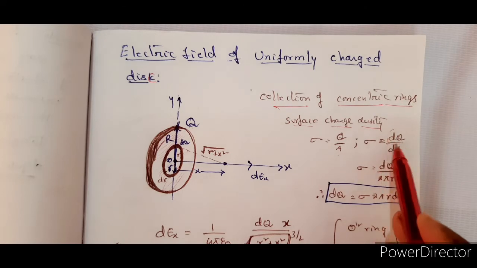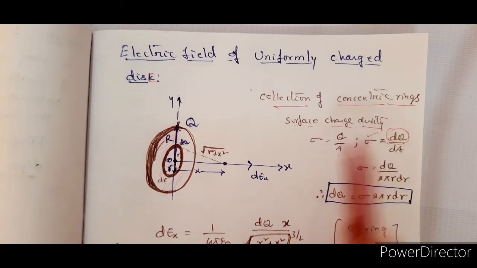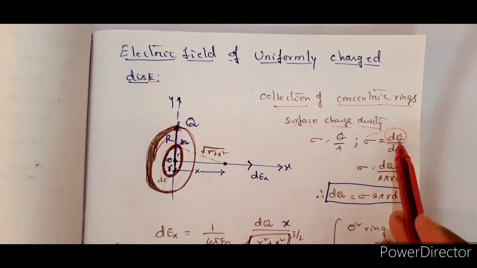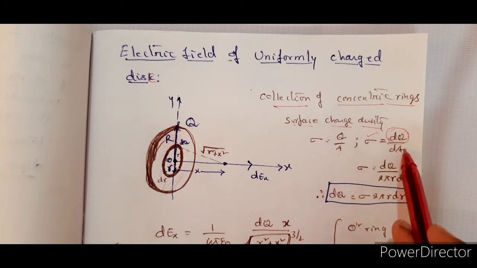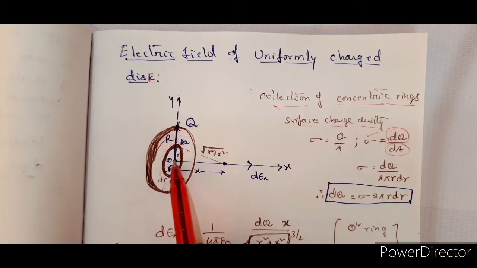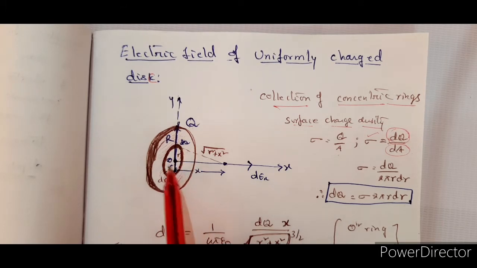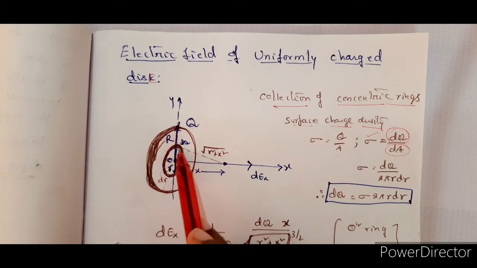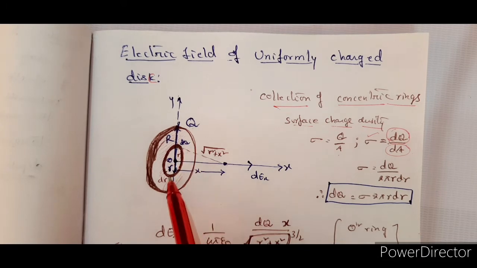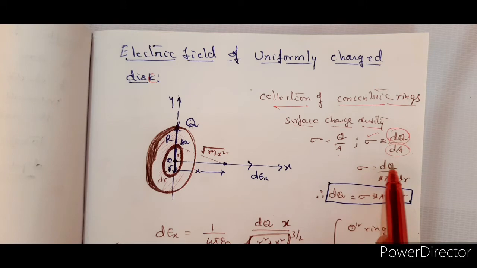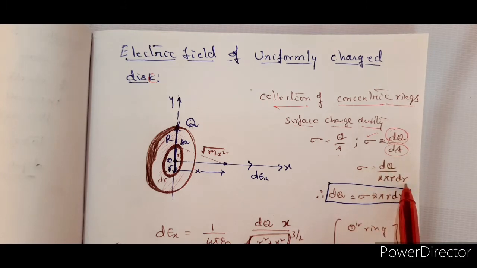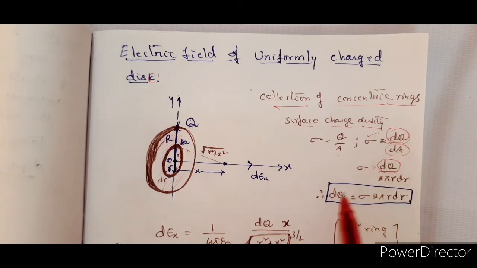Now how can you find out dq? Because sigma is a constant, dq is equal to sigma into dA. So which area do you have to consider? The area of this ring. So 2 pi r into the thickness of the ring dr is the area. So sigma is equal to dq by 2 pi r dr. Thus we got dq is equal to sigma into 2 pi r dr.